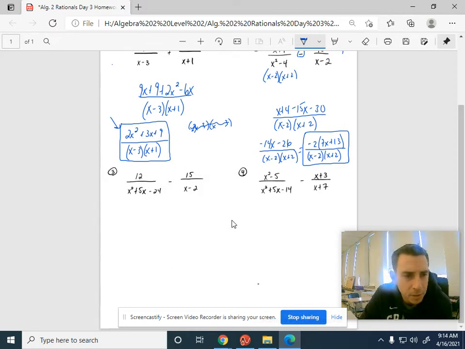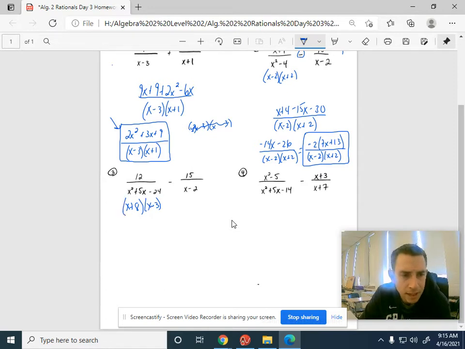Factors of 24 that can give me 5 should be x plus 8 and x minus 3. Over here, we just have x minus 2. Now, I can already see this one's going to be a little more work because all 3 factors in our denominators, this one, and this one, are all different. So they all need to go down here.